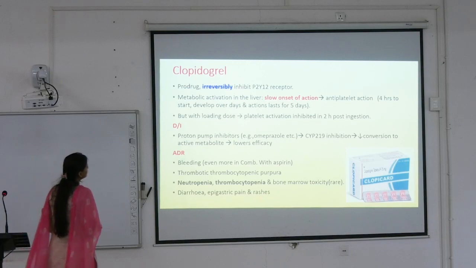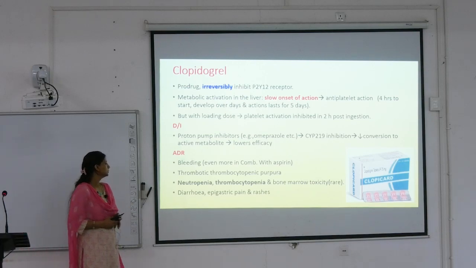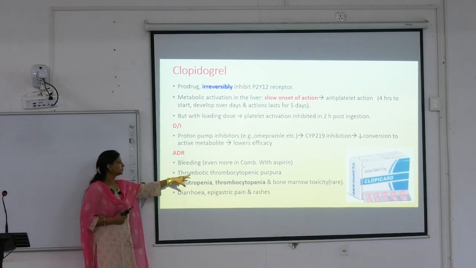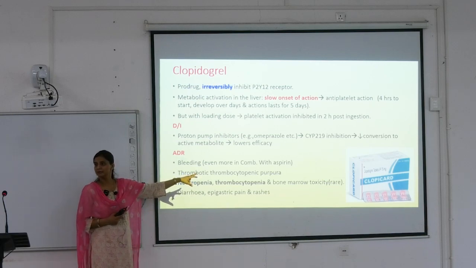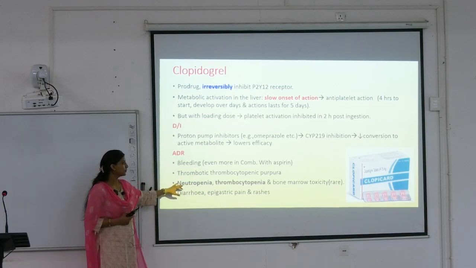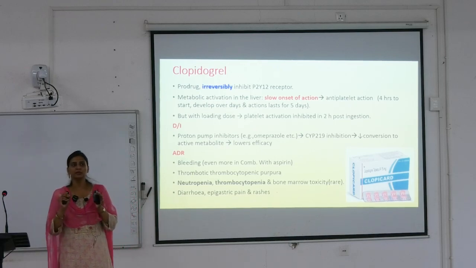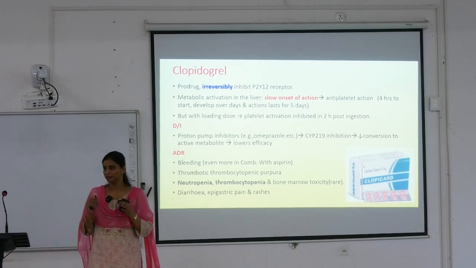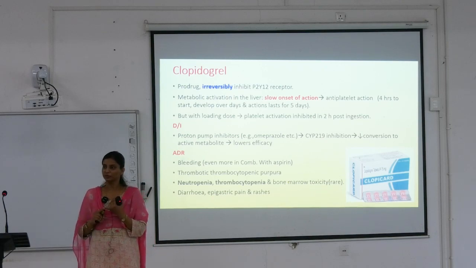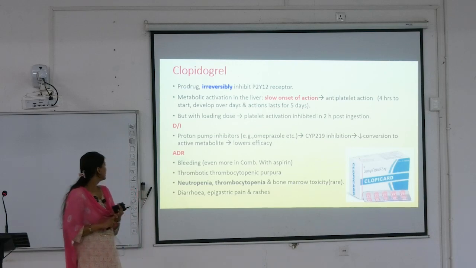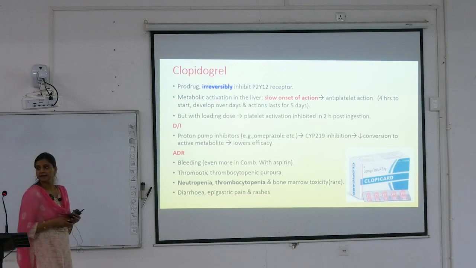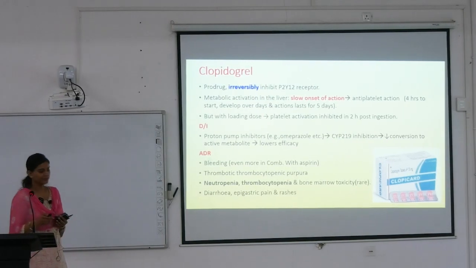What are the adverse effects? Bleeding can happen, there can be thrombotic thrombocytopenic purpura (TTP), neutropenia and thrombocytopenia. These are only the important points I am telling, what you have to remember. One mechanism and one drug interaction to remember: clopidogrel cannot be given with PPIs. And what other adverse drug reactions can happen?